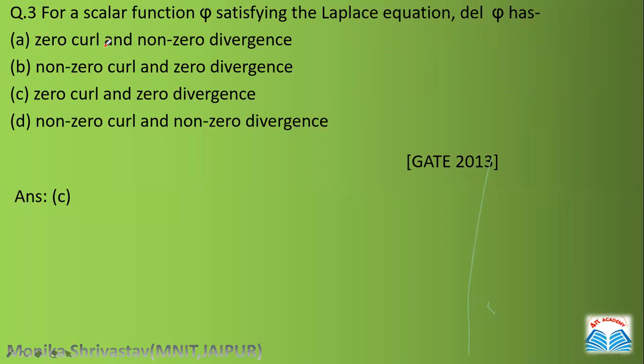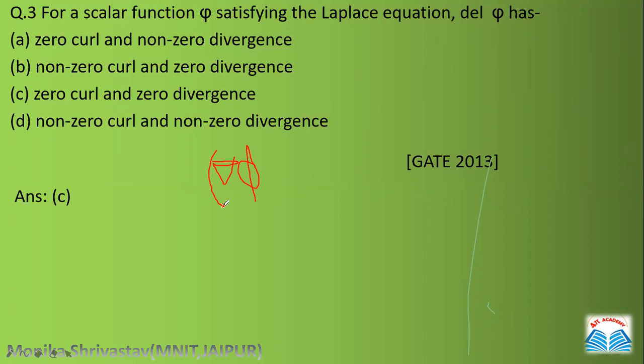The question number 3 is: for a scalar function phi satisfying the Laplace equation, del phi has, and there are four options: zero curl, non-zero divergence; non-zero curl, zero divergence; zero curl, zero divergence; and non-zero curl and non-zero divergence. This question is from GATE 2013 paper and the right option is C. Why? Because the question is, del phi will satisfy amongst these options what it will satisfy.